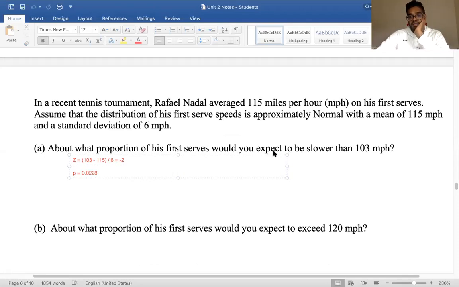We're looking for the value lower, so this number is good. If you wanted to find the proportion of serves that were faster than 103 miles per hour, we do 1 minus this. And then what can we say about it? 2.28% of Nadal's serves will be slower than 103 miles per hour.